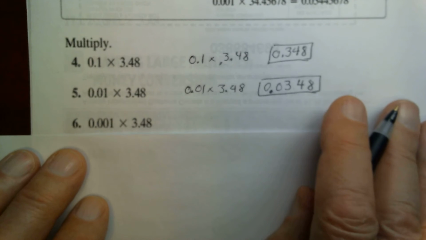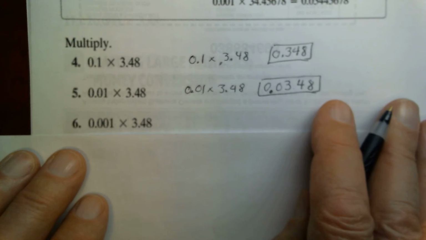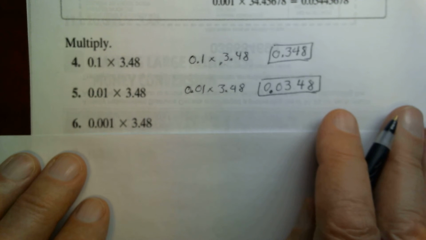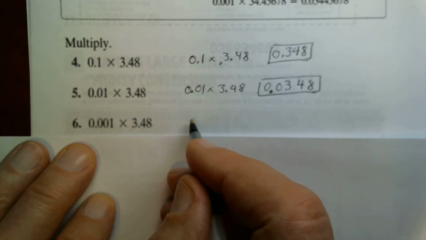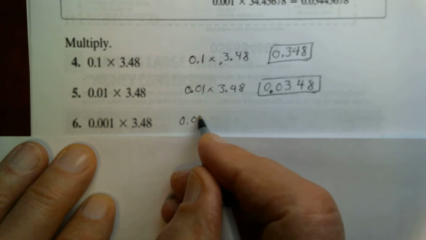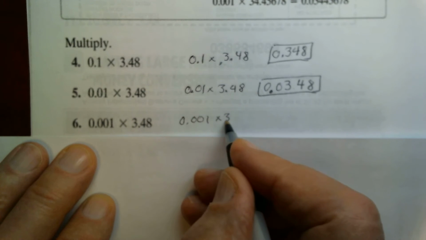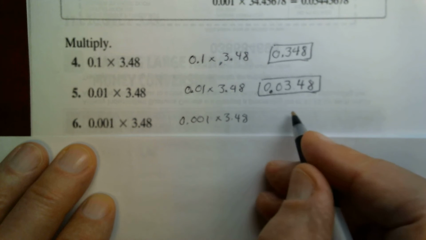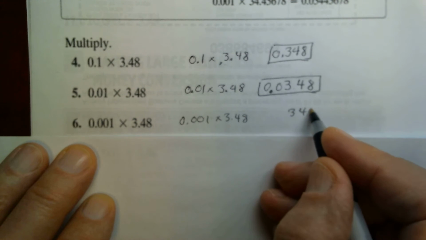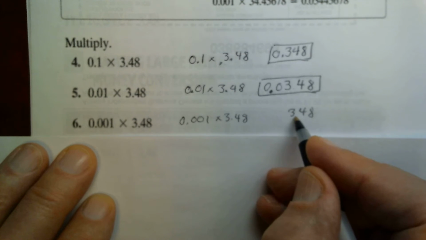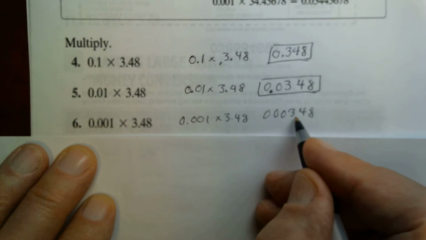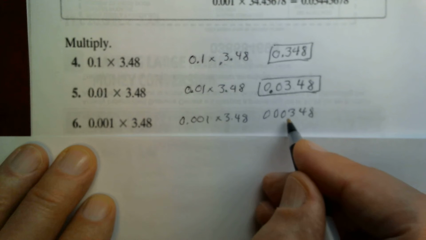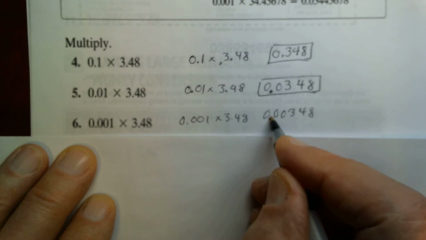And similarly, in exercise number 6, we have 3 decimals for the 0.001, so we move the decimal point 3 places. So 0.001 times 3.48, write 348. Remember, the decimal was between the 3 and the 4, so we need to add 2 zeros to move it from here 1, 2, 3 places.